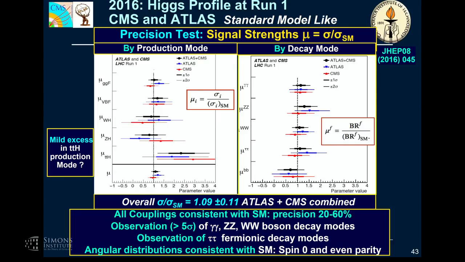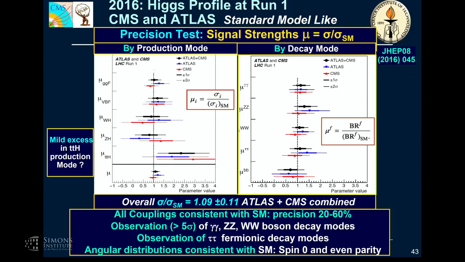Observation of 5-sigma, this standard value we use, where the probability of seeing a fluctuation from background only is very low. We see it now in the gamma-gamma, ZZ, and WW boson channels. Recently, in the last several months, in our experiment, we've also made an observation of the Higgs going to a pair of the heavy leptons, the tau particles, tau plus, tau minus.